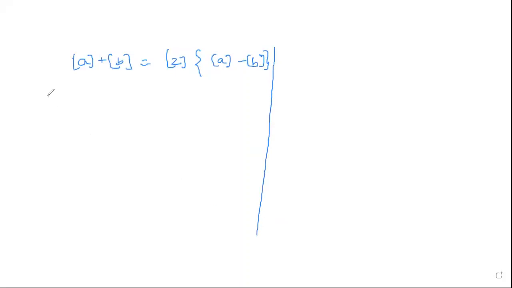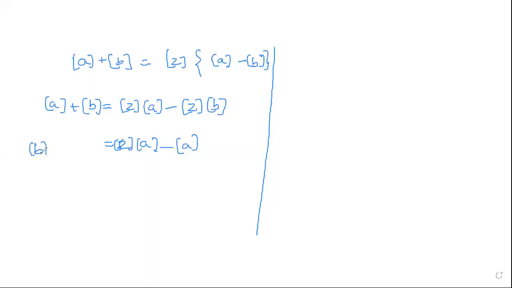Now simplify that equation. The first equation is A plus B equal to matrix Z times matrix A minus matrix B. Multiply Z to each term, so you will have matrix Z into matrix A minus matrix Z into matrix B. Bring the A terms together and put the B terms on the right-hand side, so the equation will be matrix Z into matrix A on one side, and matrix B plus matrix Z into matrix B on the other.